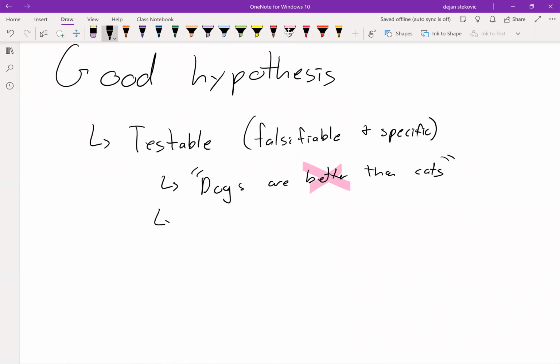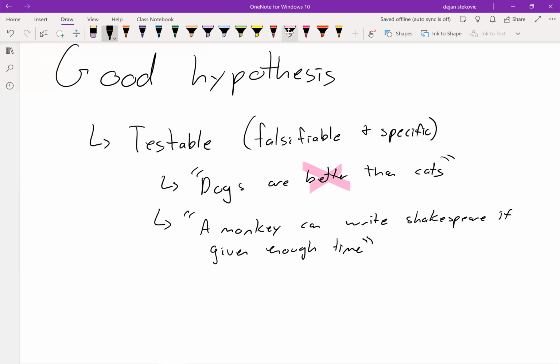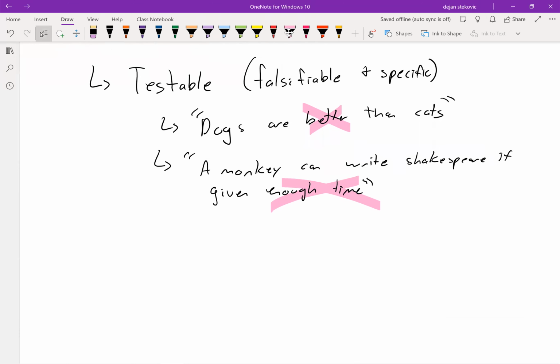Another hypothesis that you can come up with maybe is that a monkey can write Shakespeare if given enough time. Right, you put a monkey with a typewriter, eventually it'll write Shakespeare. This is also not a good hypothesis, right? What does enough time mean? If you say that, oh well, it's an infinite amount of time, then that's not a testable hypothesis. You don't have an infinite amount of time.